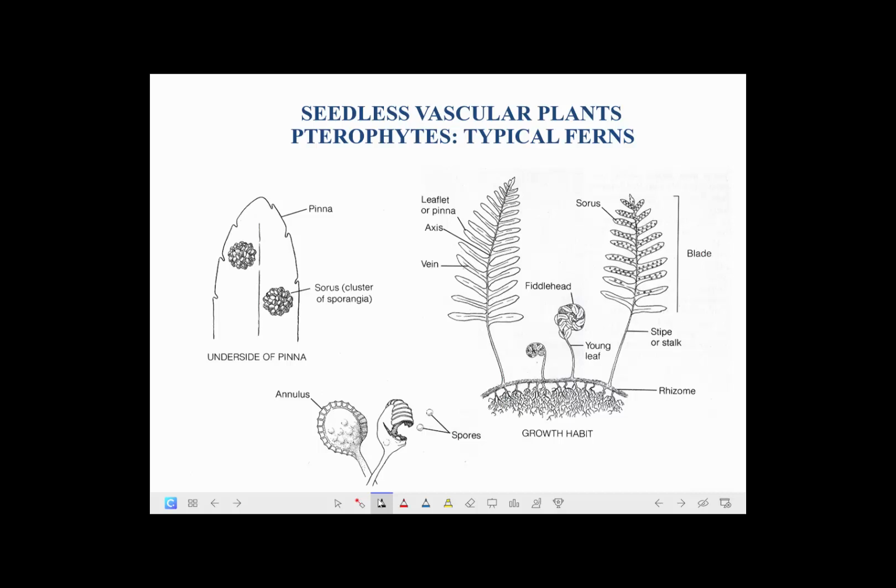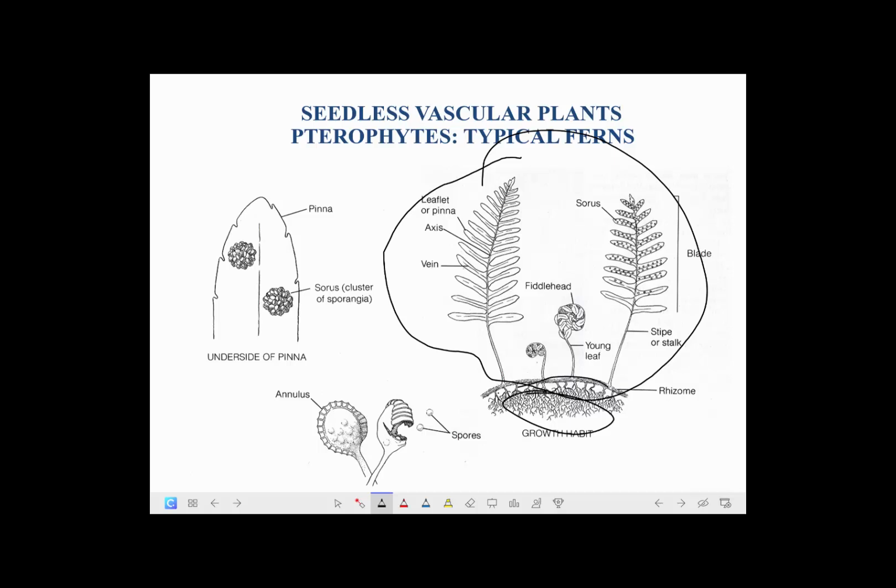So let's take a look at ferns. So here's a nice picture. It shows some of the features of ferns. The sporophyte is the dominant stage, and these are mostly leaves. Typically when you see a fern, you see leaves. The roots are usually under the ground.